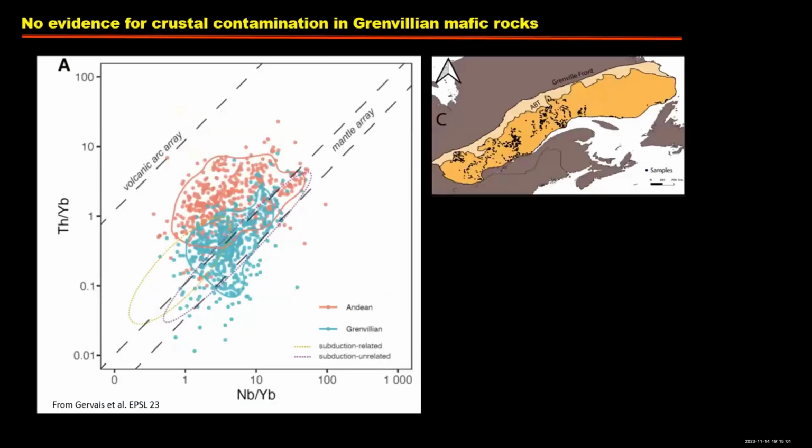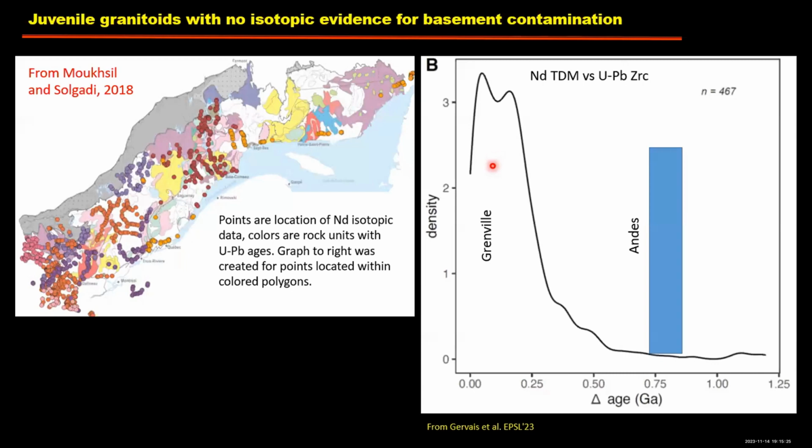If we look at the geochemistry, on the Pearce diagram, the mafic rocks in the Andes plot enriched in thorium, as they should if they're contaminated by the crust. In contrast, the Grenville rocks plot in the subduction field here or along the mantle array. More convincingly, this is a diagram compiling the difference between the neodymium model age and the emplacement uranium-lead zircon age for all the points for which we know both the neodymium model age and the uranium-lead age.